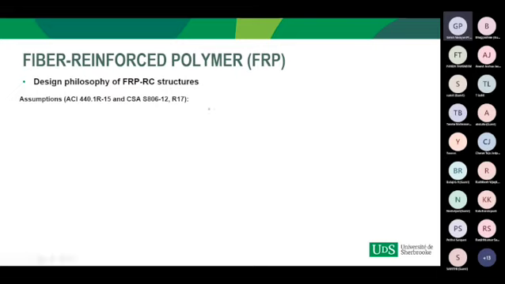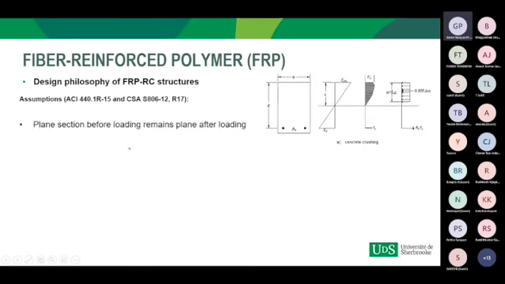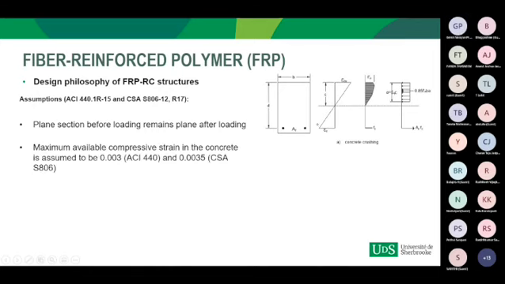So the assumptions made in the design of fiber reinforced polymer reinforced concrete structures, according to the American code ACI 440 and the Canadian code CSA S806R: plane sections remain plane before and after loading, which means the strain developed in the concrete is proportional to the strain developed in the FRP bar. This is similar to what we have learned for steel reinforced concrete structures.